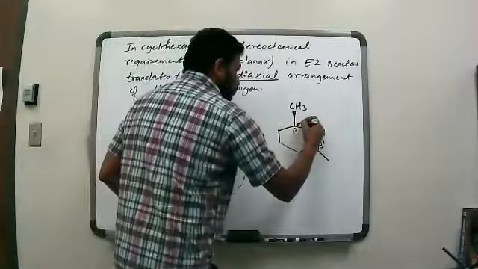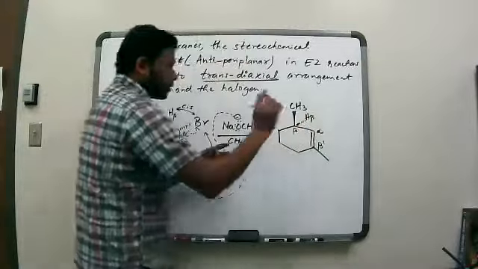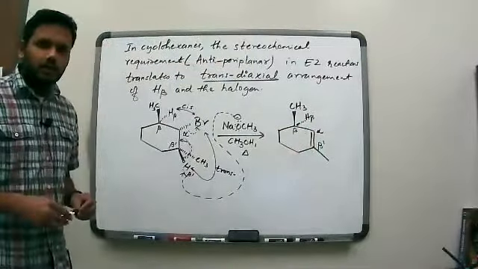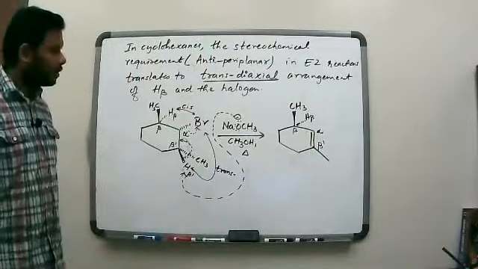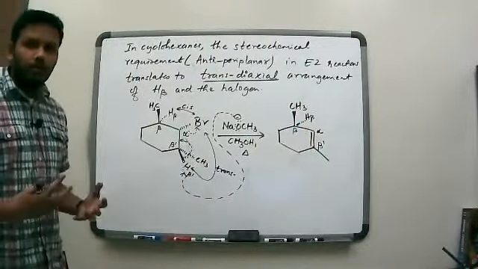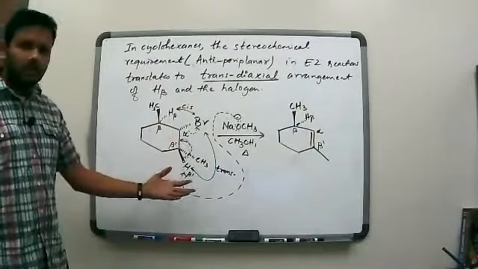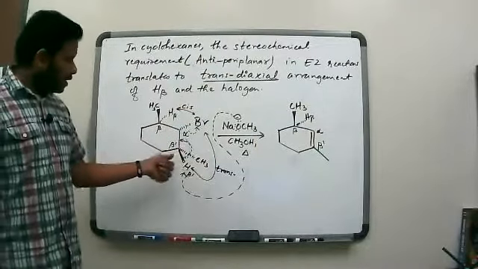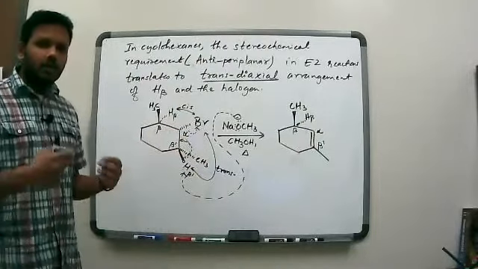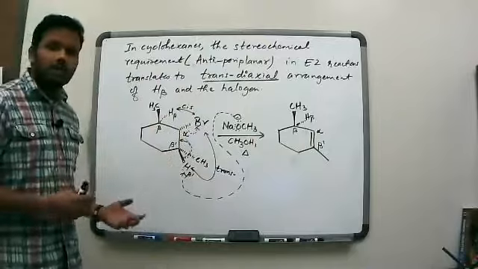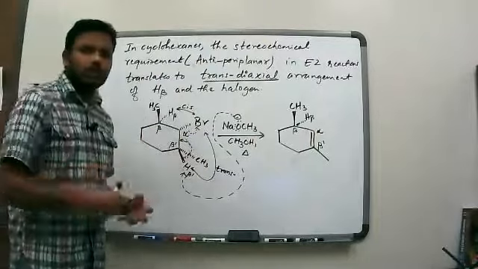H beta is still there. Nothing would happen to that. So that's the outcome of the E2 reaction, the stereochemical requirements that are imposed by an E2 reaction. So in cyclohexanes, what it means is any H beta that is trans to our halogen, those are the only ones that can be deprotonated, and they would result in products.